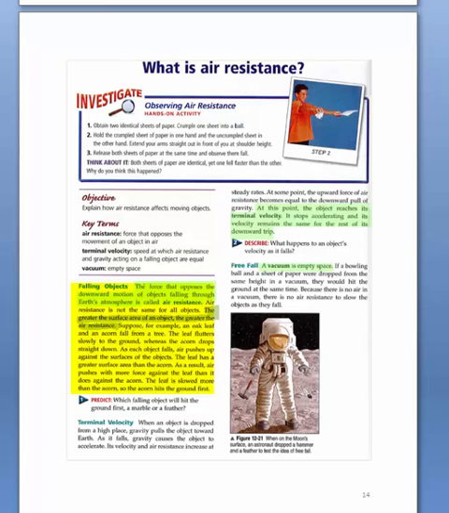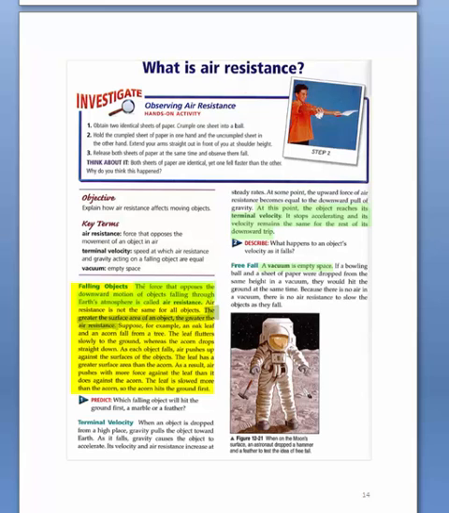Suppose, for example, an oak leaf and an acorn fall from a tree. The leaf flutters slowly to the ground, whereas the acorn drops straight down. As each object falls, air pushes up against the surfaces of the objects.